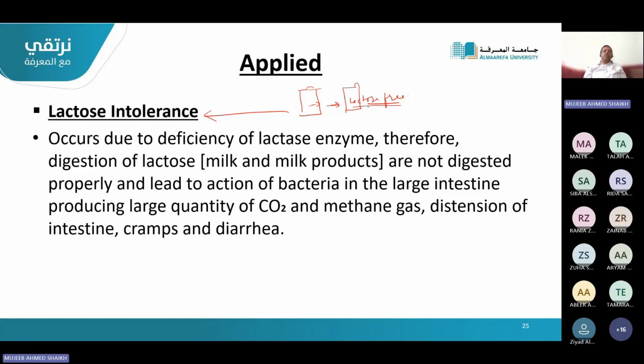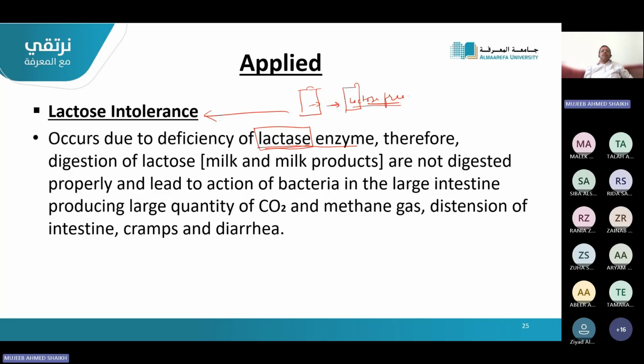Why does lactose intolerance occur? This occurs because of the deficiency of an enzyme called lactase. Where will it be present? It will be present on the brush border of the small intestine. Very good. So if the lactase enzyme is defective or absent, or maybe lactase enzyme is there but the brush border is destroyed, it could be causing the lactose intolerance. Either it will be allergic to lactose or there may be no lactase. This will lead to indigestion of the lactose in the milk.